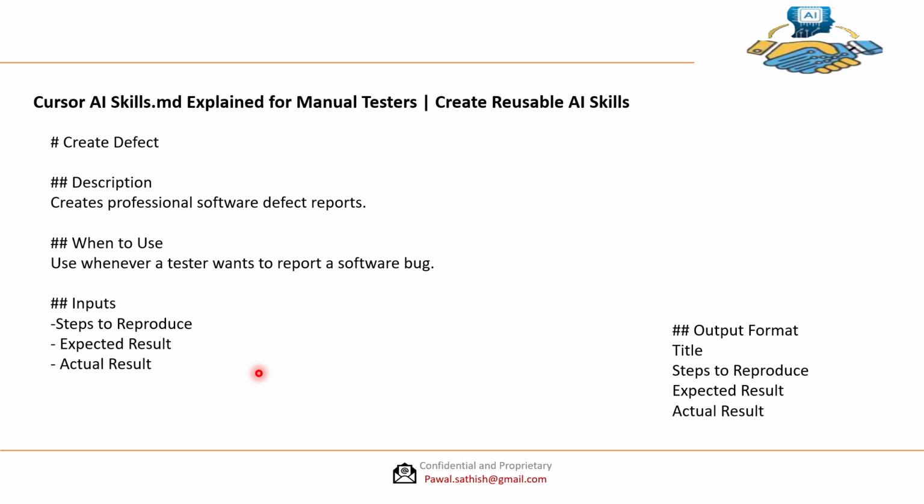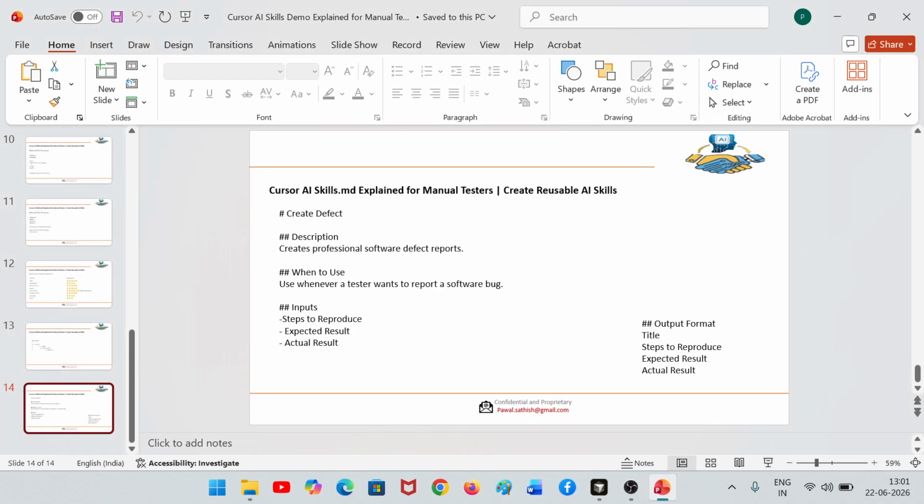But when you are creating a defect skill, you can also give instructions, as I mentioned. For example, the title should be clear, and the title should have the component's name. You need to mention it. But for today's demo purposes, I kept this create defect skill generic. So what I will do is copy it.